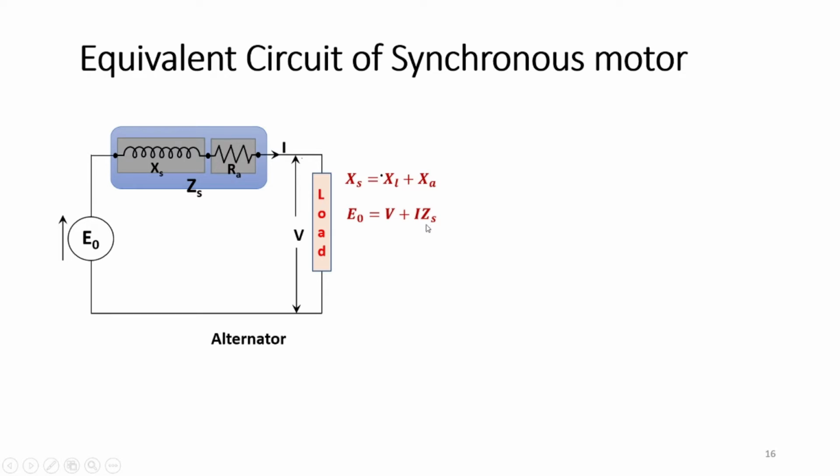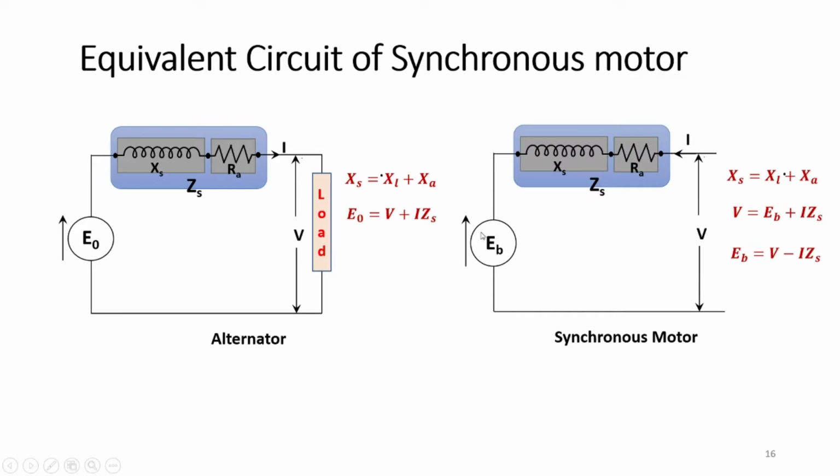The equivalent circuit of a synchronous motor is exactly similar to the alternator, the only difference being the power flow direction. In the alternator, power flows from the machine to the load, but in the synchronous motor, power flows into the machine. Here EB opposes the terminal voltage, and by applying KVL we can see that V is equal to EB plus I into Zs, or EB is equal to V minus I into Zs.